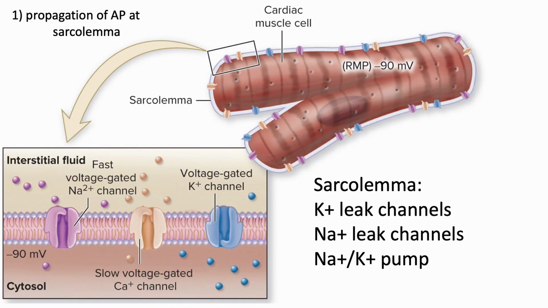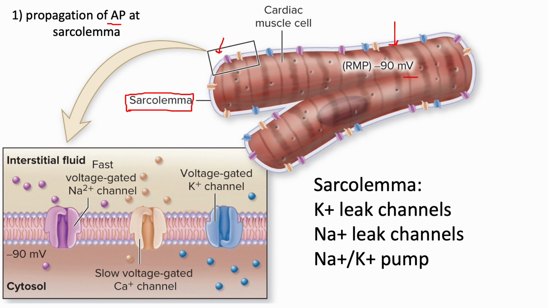Okay, the first event we need to occur in order to get this contractile cell to shorten or contract is propagation of the action potential at the sarcolemma. Sarcolemma, remember, is just the sheath that the muscle cell is covered in. So if we zoom in on the sarcolemma, we'll see some proteins that we're familiar with. The first thing we're going to have, that's not shown there, would be a sodium-potassium pump, and that's going to help establish a resting membrane potential.